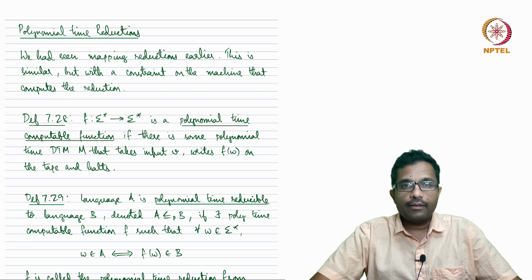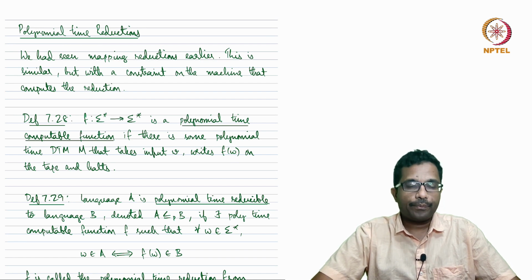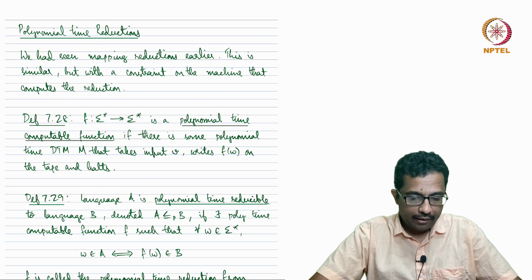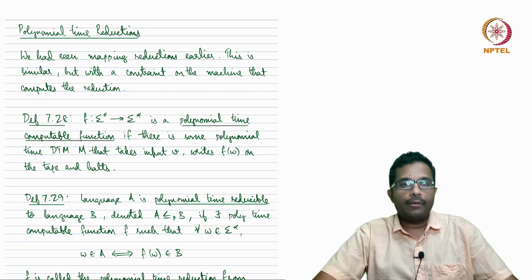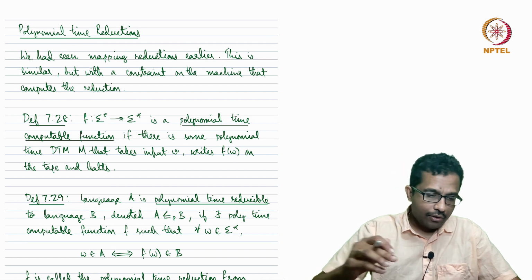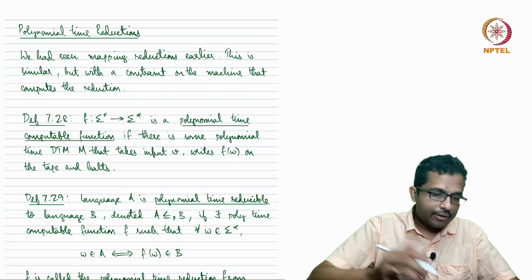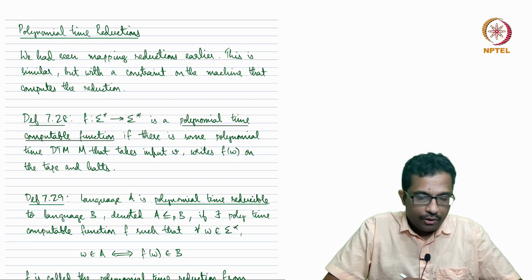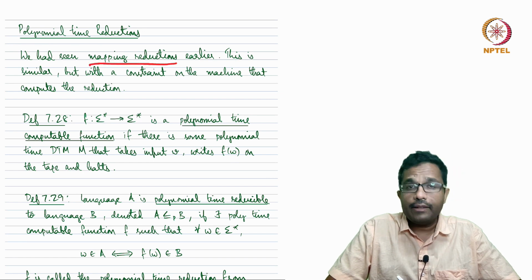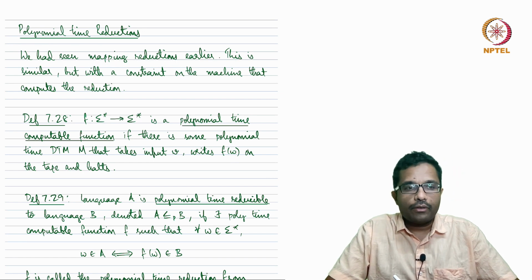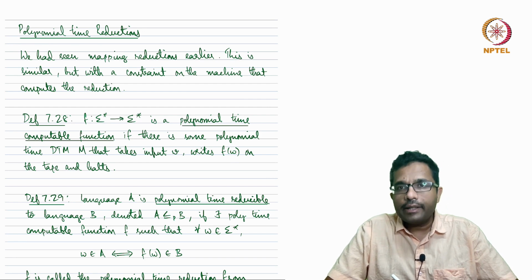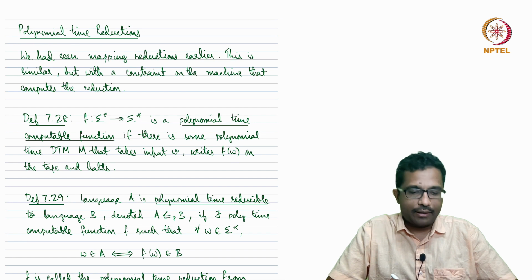In this lecture, we'll first see polynomial time reductions, and this will later be helpful towards establishing the notion of NP completeness. So let's get into the definition of polynomial time reductions. We have already seen reductions earlier, in chapter 5, mapping reductions or many one reductions. This is similar but with a different constraint on the machine that computes a reduction.